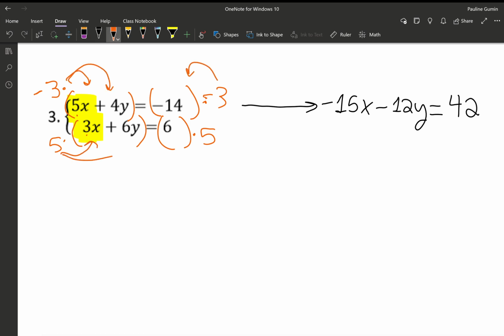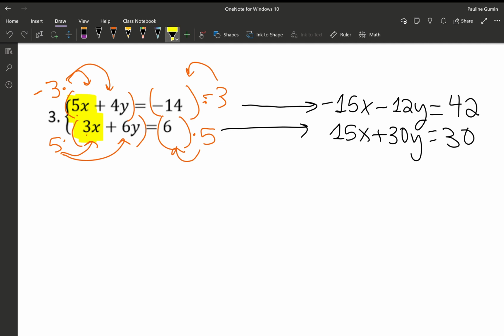Let's do the same thing for the bottom equation. 5 times 3 is 15. Perfect. 5 times 6 is 30. We forced our x's to be opposite. We multiplied the bottom one by the top number, the top one by the bottom number, and we made sure to make one of them negative.